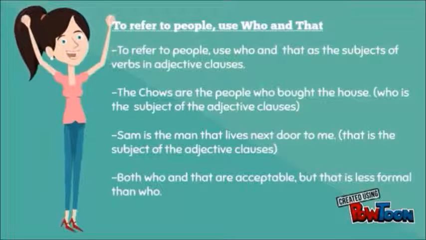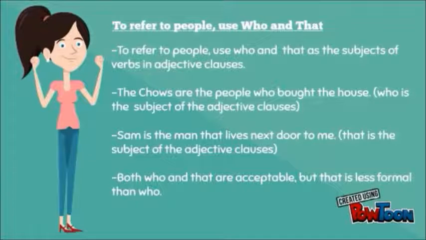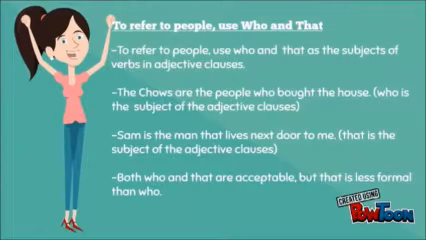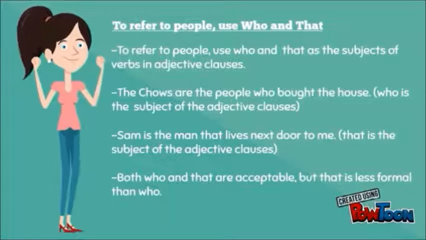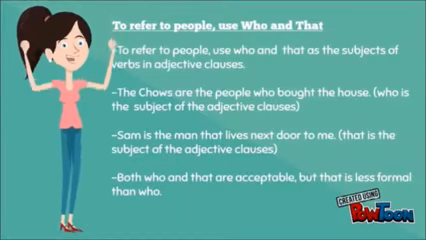For example, the Charleses are the people who bought the house. In this sentence, "the Charleses are the people" is the independent clause, while "who bought the house" is the dependent clause. The adjective clause modifies the noun people. Who is the subject of the adjective clause. Another example, Sam is the man that lives next door to me. That is the subject of the adjective clause.